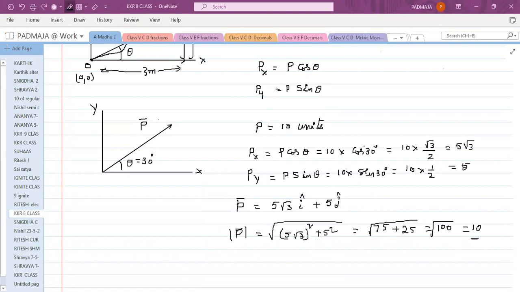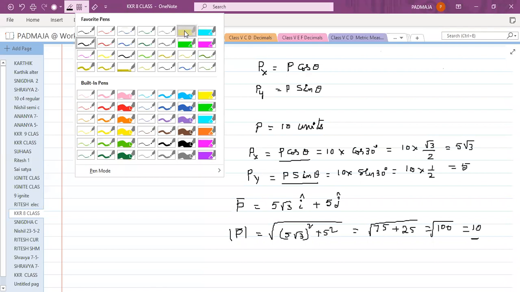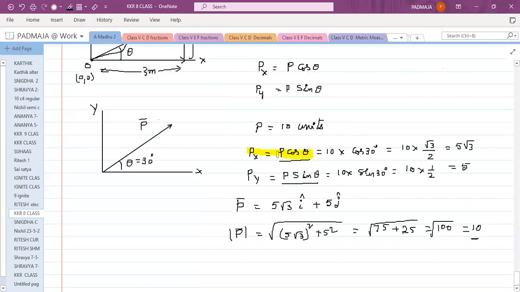So if a vector p bar makes an angle 30 degrees with the x-axis, or an angle theta with the x-axis, then the x component of the vector is p cos theta and the y component of the vector is p sin theta. So you have to remember this, how to resolve the vector into x component and y component.